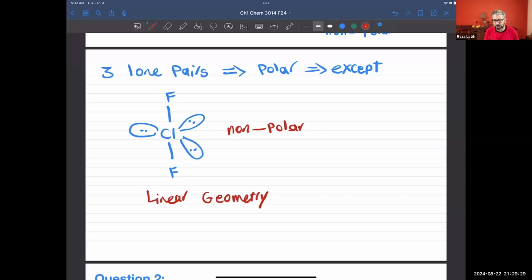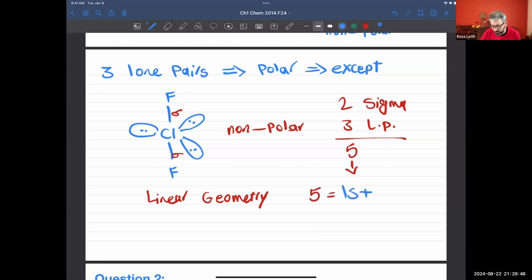Now in this case, I have 2 sigma and 3 lone pairs, so 2 sigma plus 3 lone pairs gives 5. So what's going to be the hybridization? That's a good test. You go 1 from S, 3 from P. So you use all the P orbitals. You need something new, and that's going to be 1 from D. So the hybridization will be this: you get 5 orbitals of S1, P3, and D1.